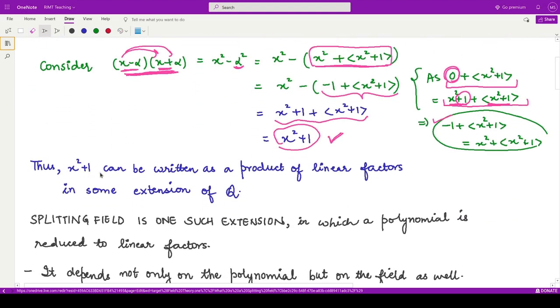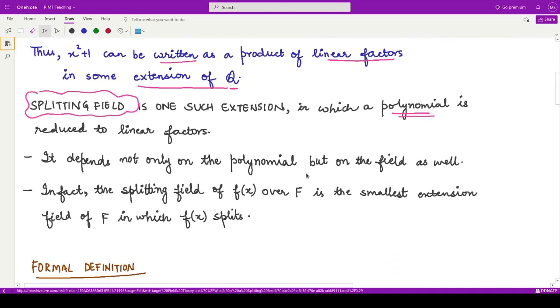We are saying x square plus 1 can be written as the product of linear factors in some extension of Q. Splitting field is one such kind of field extension in which whatever polynomial we have reduces to the corresponding linear factors. It depends on the polynomial; the polynomial we took in the earlier case was x square plus 1. But it will also depend upon the field on which this polynomial is defined.